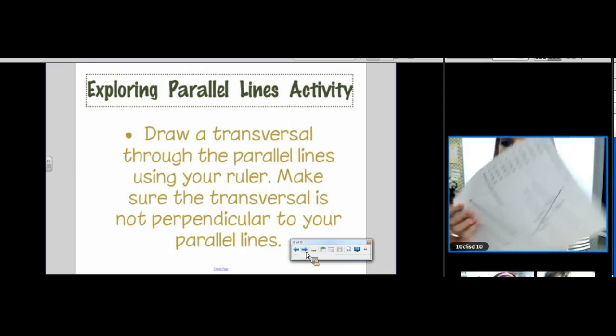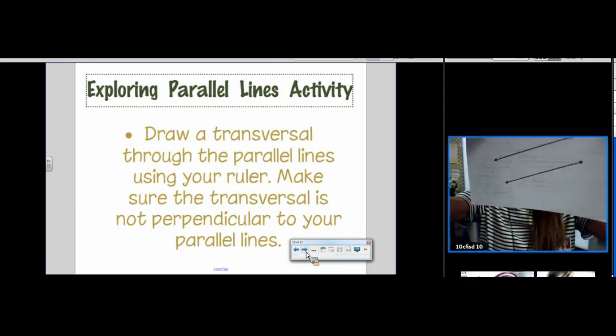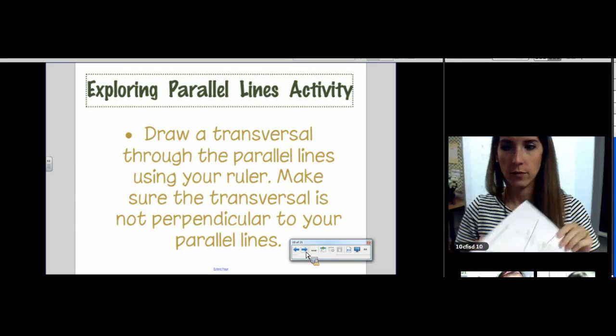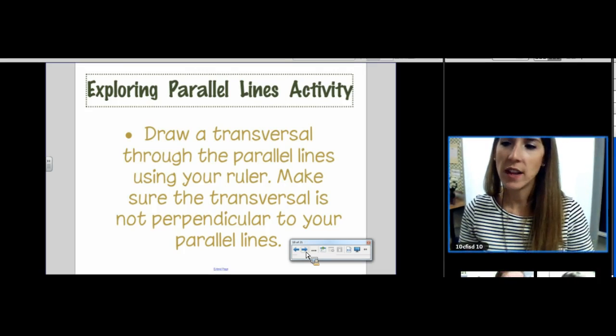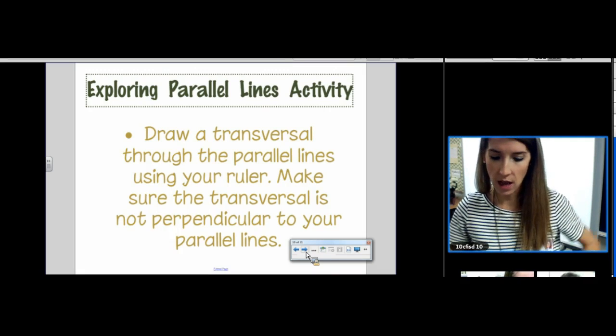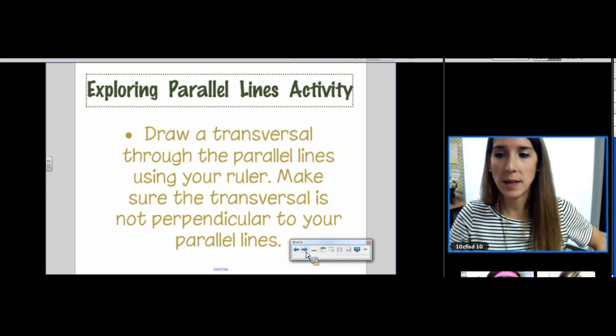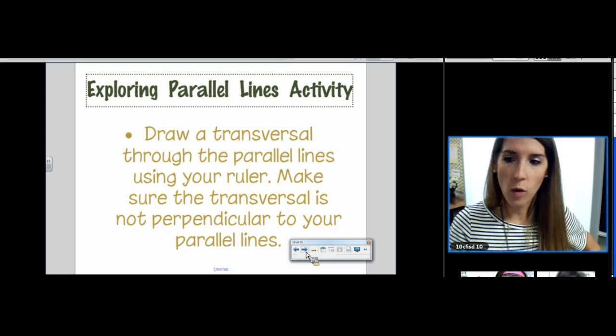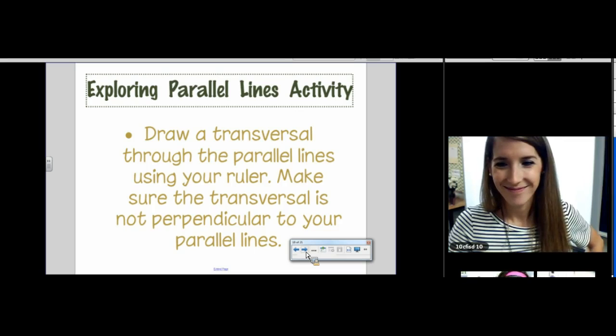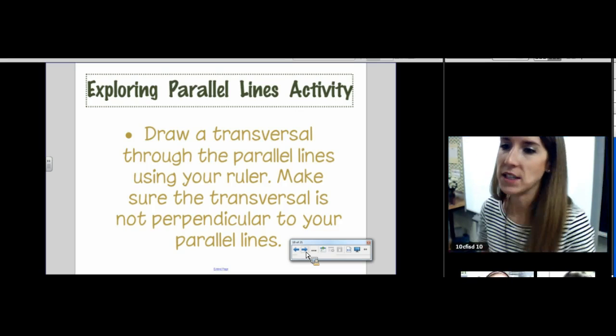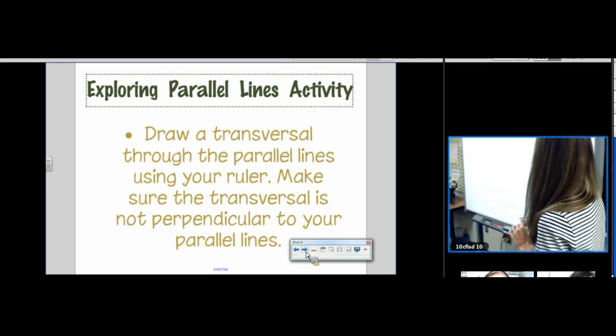At the bottom of your paper, I want you to draw a transversal with a ruler. Make sure that it's not perpendicular to those lines, because if it is perpendicular, what we're discovering won't be as cool. Okay, so you drew a line. You drew a transversal.